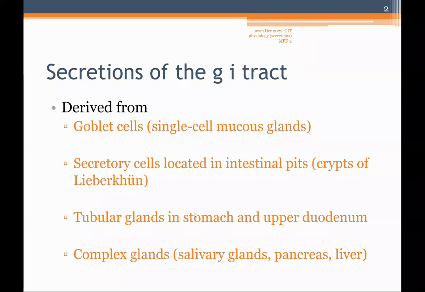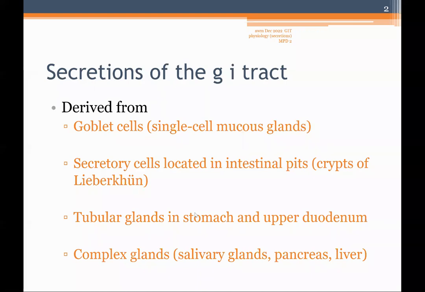You have the goblet cells, which are single-celled mucus glands. They're found in the mucous membrane, interepithelial, and they're single cells found along the whole length of the gut. Occasionally, you also get organized glands. You can get secretory cells, which are located, for example, in the intestinal pits. Remember the crypts of Lieberkuhn? So that even as the intestinal secretions are being secreted, they will be secreted together with mucus.